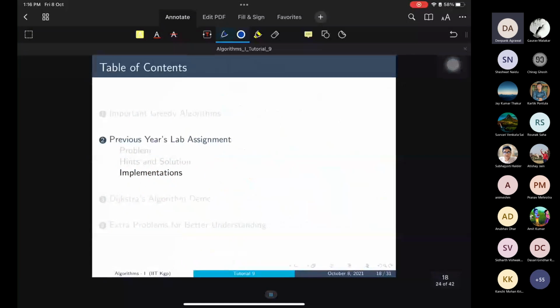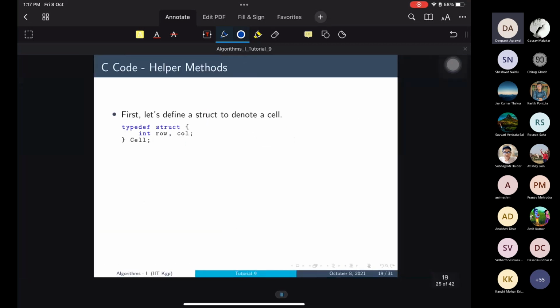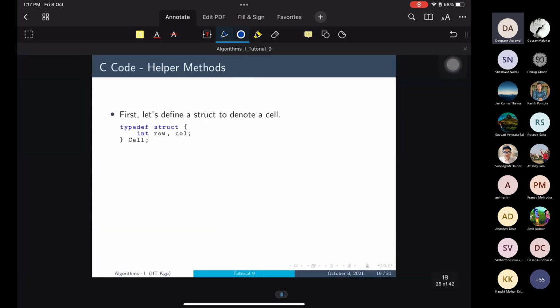I hope the solution approach was clear. Let's look at the implementation. I think this will make it a bit more clear. So let's move step by step.